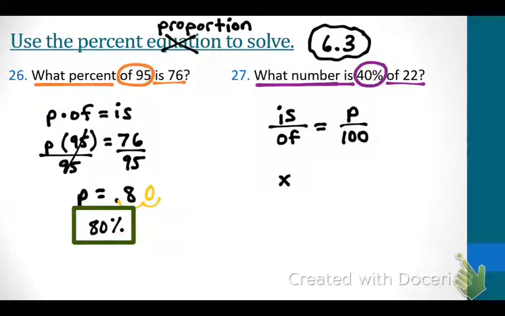What's my of? 22. What's my P? 40. Okay, so it's 40 over 100. All right, now how did you solve this to get X by itself? I did it wrong. I know I did that. Okay, that's all right if you did it incorrect. Do you know how to do it now? Yeah.